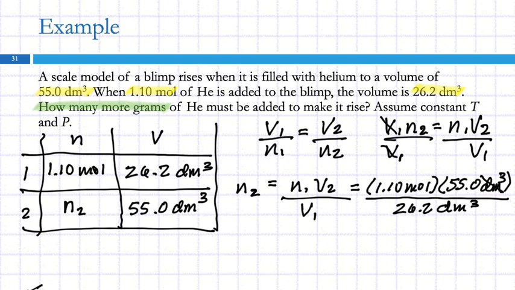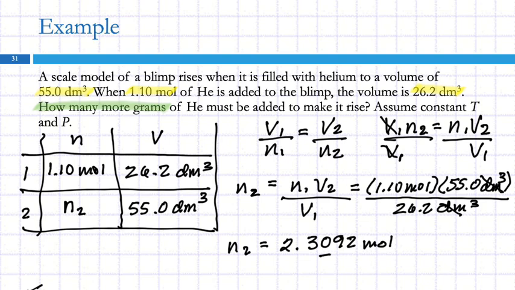Oh, look. The cubic decimeters that was kind of bothering us, they canceled out. Nice. 1.1 times 55 divided by 26.2. N2 is equal to 2.3092 moles with 3 safe digits. Is that the answer to our question? No. But can we see how maybe we're getting to something that we can use to find that?